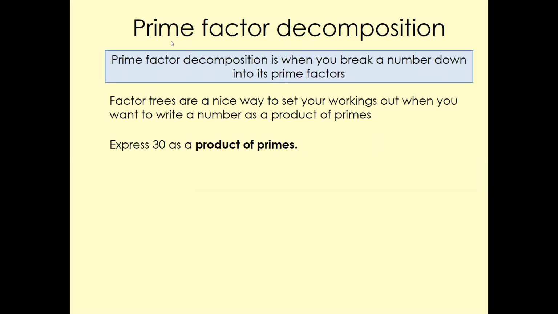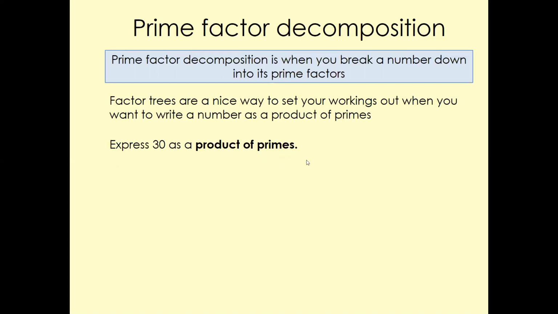Now let's have a look at what is prime factor decomposition. So decompose means to break down. So prime factor decomposition is when you break down a number into its prime factors, and that's a guaranteed exam question. The way they're going to ask you this question in the exam, let's have a look at the example here. They're going to ask you, express 30 as a product, that's a keyword, product, of prime numbers.